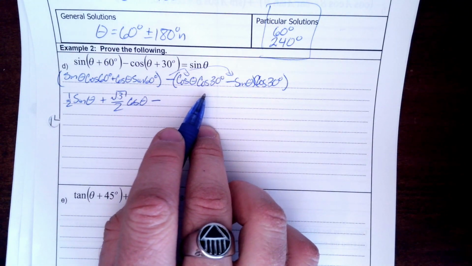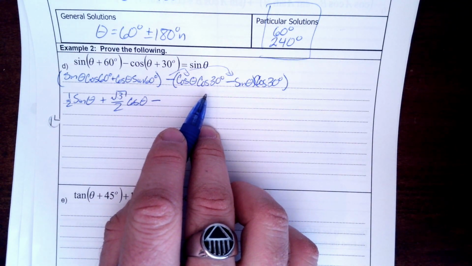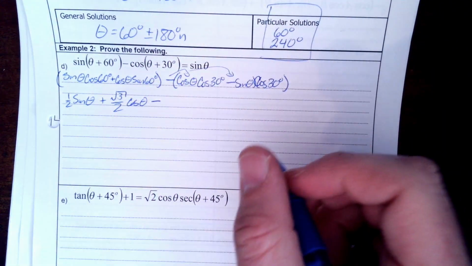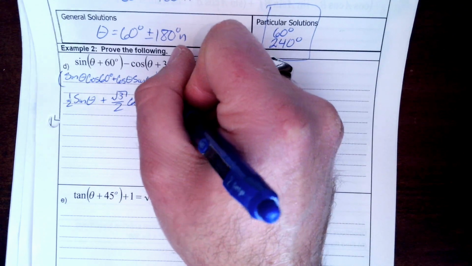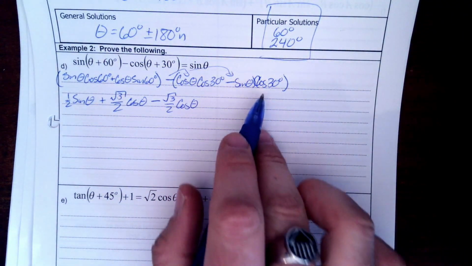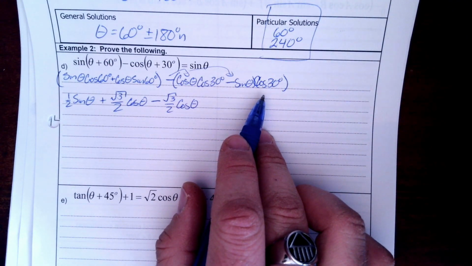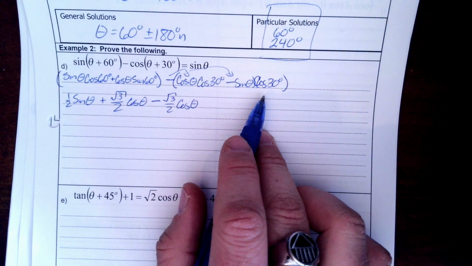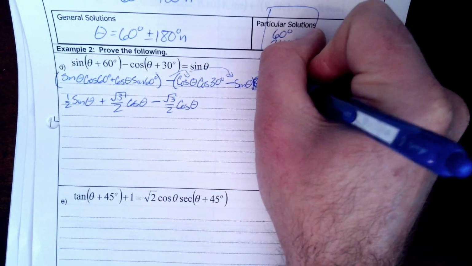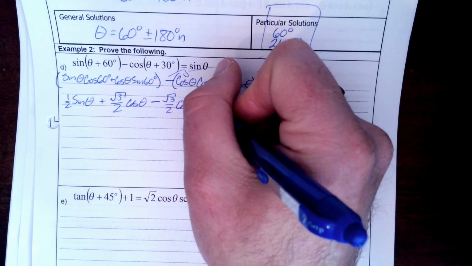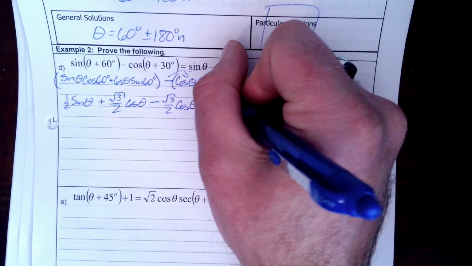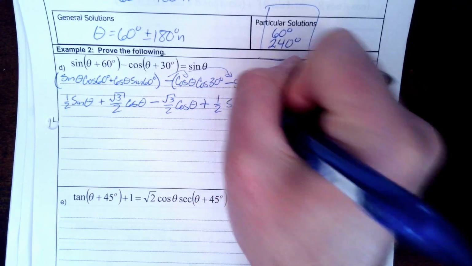minus cosine of 30, which is positive root 3 over 2, but the minus makes it negative, times cosine of theta. And then the sine of theta times the sine. This should have been the sine of 30 degrees. Negative times negative becomes a positive. The sine of 30 is 1/2 times the sine of theta.